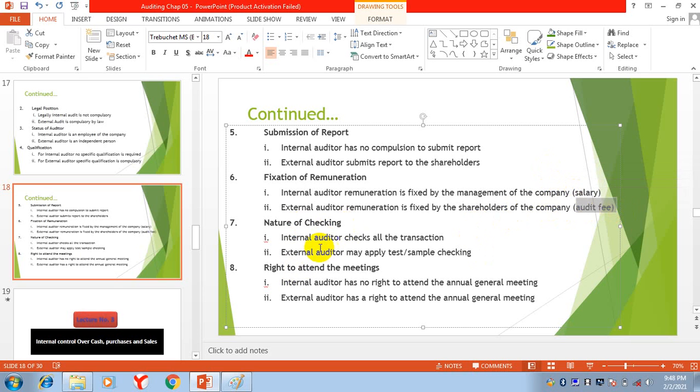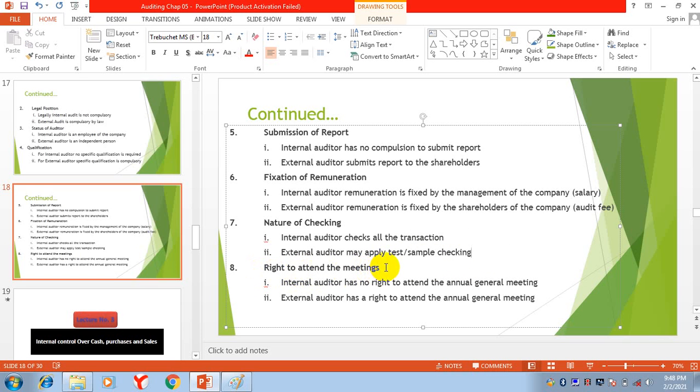Nature of checking. Basically, internal auditor checks all the transactions. He is there on daily basis, so he will check each and every transaction of the company. But external auditor may apply test, that is sample checking. In 1 month or in 15 days, it is impossible for external auditor to check each and every transaction. Because of this, he is making a sample check, means his checking is on the basis of sample.